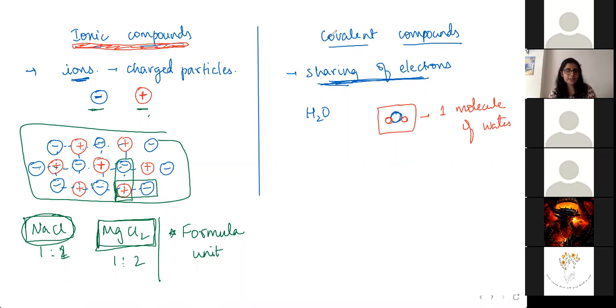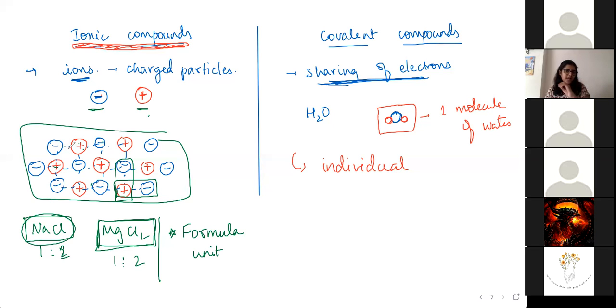Okay. So when it comes to covalent compounds, they exist as individual molecules. That is why covalent compounds like oxygen and nitrogen are all gases: there is an oxygen molecule, a nitrogen molecule, a carbon dioxide molecule. They all exist as individual molecules. But ionic compounds are not like that.